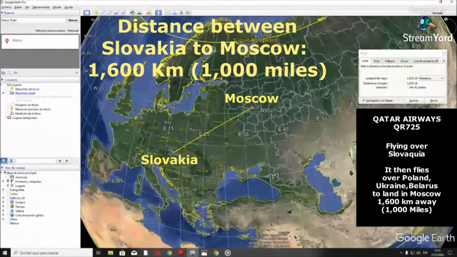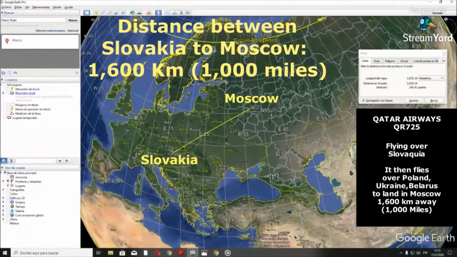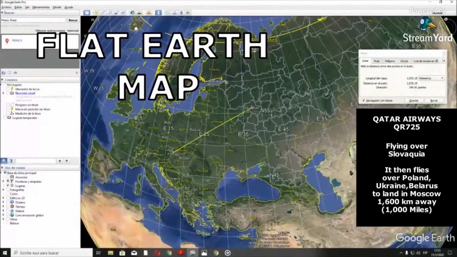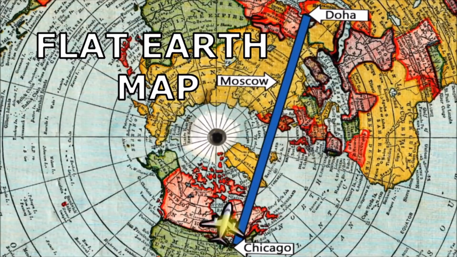Now remember, this is an emergency landing. The boy had been in a coma. Why would the pilot fly another 1,000 miles or 1,600 kilometers to stop in Moscow? It makes no sense on the globe Earth. But when we look at the Flat Earth map, we understand why the pilot stopped in Moscow for this emergency landing, because he was flying directly above Moscow when you fly from Chicago to Doha. Then admit that your map is stupid.